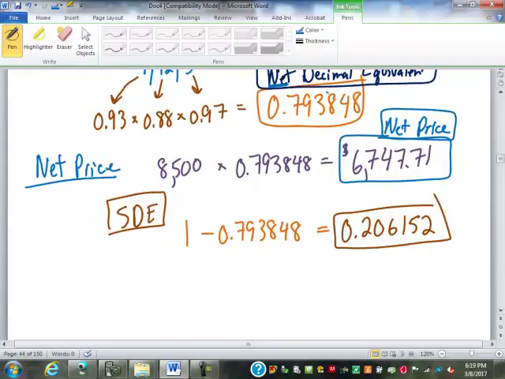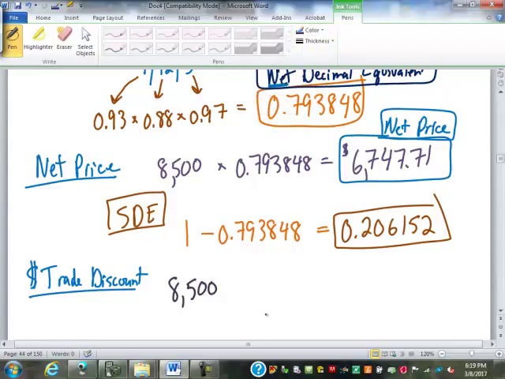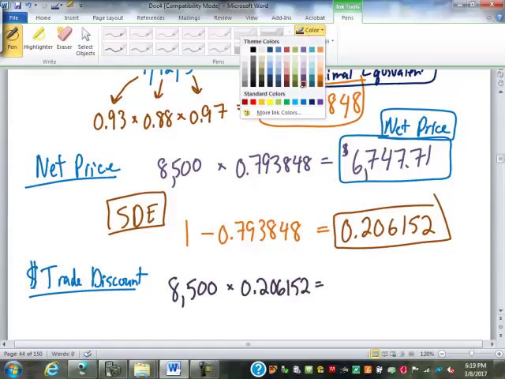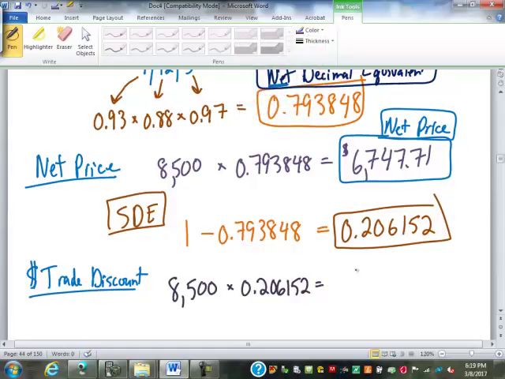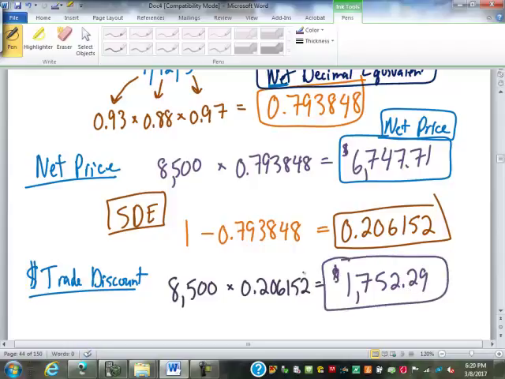What do we use that for? The dollar amount of the trade discount. So that's our list price again of $8,500 times 0.206152, which is going to give us $1,752.29. I hope.